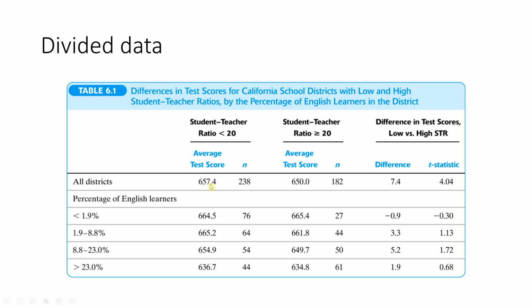But what we're going to do is divide all of these small classes further. What it shows very strongly here is that if you have a low number of people learning English, your test scores are significantly higher than if you have a high number. So that's telling us that within small classes, in other words, holding the student-teacher ratio constant, English does matter. If we do the same thing over here, large classes, we break it down, we find the exact same finding.